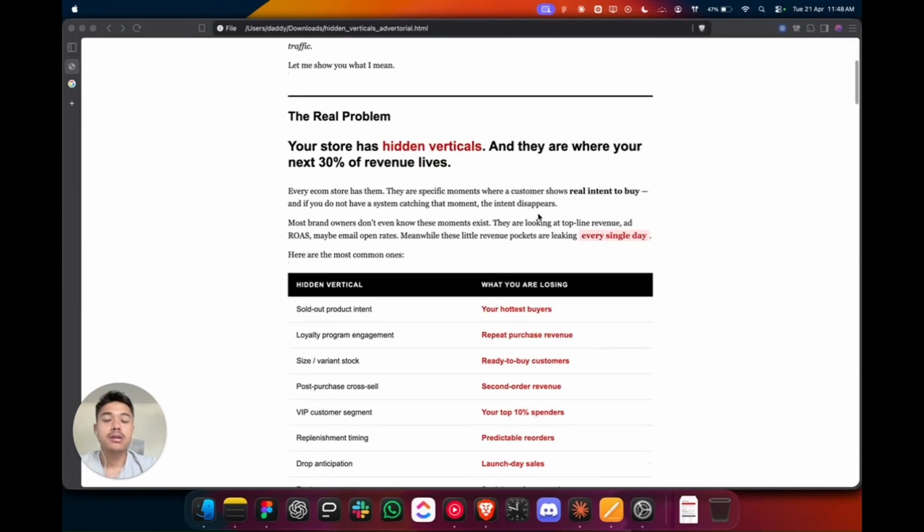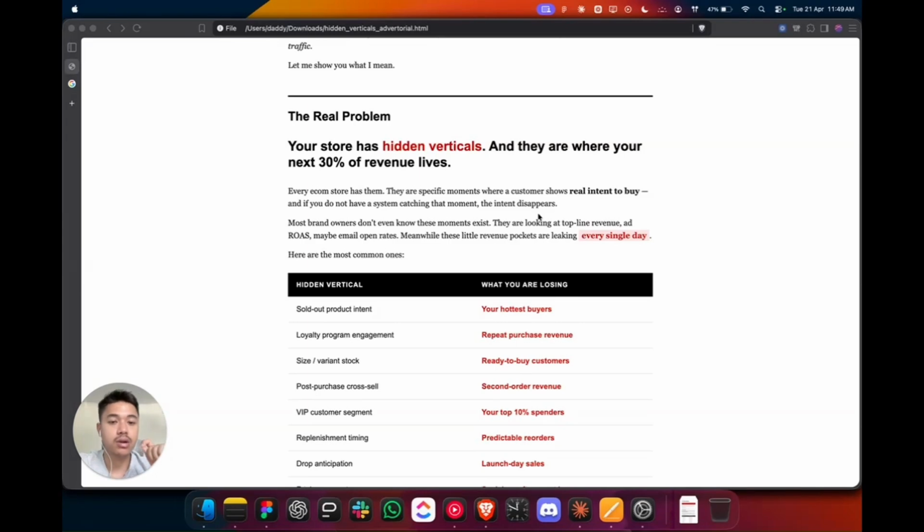So the real problem is your store has hidden verticals and they are where your next 30% of the revenue lives. Every e-commerce store has them. They are these specific moments where customers show real intent to buy, and if you don't have a system catching that moment, the intent disappears, right? So what I mean by this is, for example, I've already mentioned this, loyalty programs, reward programs or stuff like that. And most brand owners don't even know the moments exist, right?